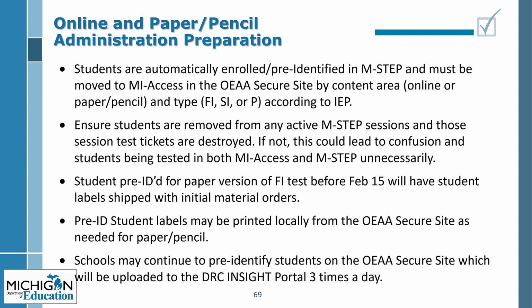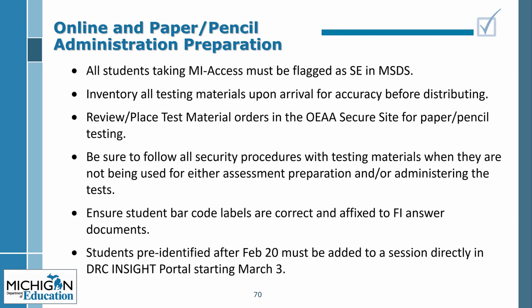Students pre-ID'd for the paper version of the FI test before February 15th will have student labels shipped with the initial material orders. Pre-ID student labels may be printed from the OEAA Secure site as needed. Schools may continue to pre-identify students on the OEAA Secure site, which will be uploaded to the DRC Insight portal 3 times a day. All students taking My Access must be flagged as Special Ed or SE in MSDS.